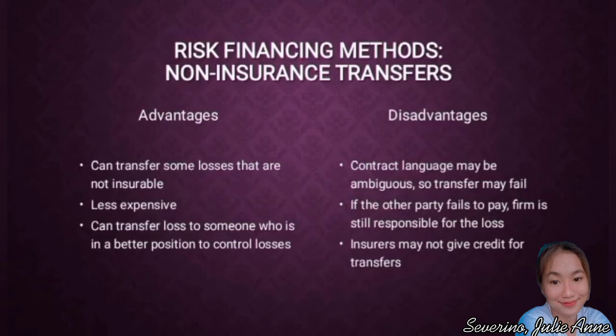The advantages are: can transfer some losses that are not insurable, less expensive, and can transfer loss to someone who is in a better position to control losses. The disadvantages are: contract language may be ambiguous, so transfer may fail. If the other party fails to pay, the firm is still responsible for the loss, and insurers may not give credit for transfers.